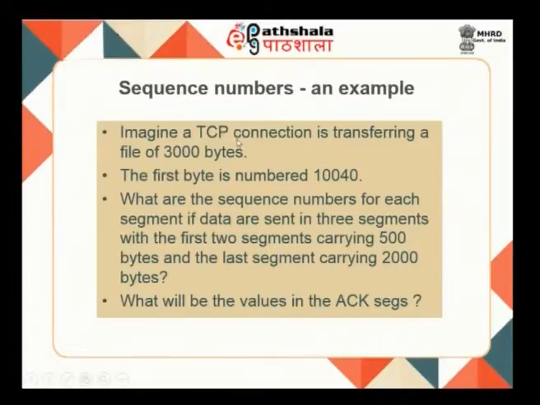So, let us say we have a TCP connection which is transferring a file of 3000 bytes. Assume that the first byte is numbered 10040, okay, 10,040 is the first byte number. Now, the question is, what are the sequence numbers for each segment if data are sent in 3 segments, with the first 2 segments carrying 500 bytes and the last segment carrying 2000 bytes. See, you can have different segments carrying different number of bytes, right. So, the first 2 we say are carrying 500 bytes and the third segment carries 2000 bytes. What will also be the values in the ACK segments?